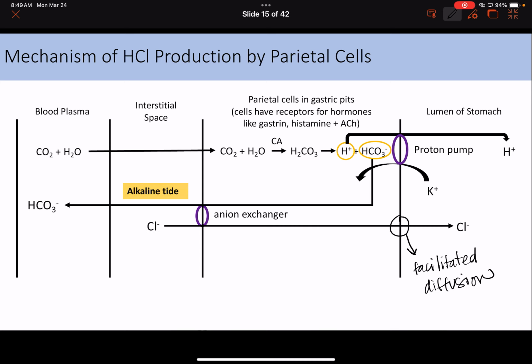We're going to be exchanging that bicarbonate with the chloride ion, and that will go from the interstitial space through the parietal cells and eventually make its way to the lumen of the stomach, where both of those things, the hydrogen ion and the chloride ion, will make our hydrochloric acid. But because it's an acid and the lumen of the stomach is a solution, it's gastric juice, it's going to stay in its parts. So any questions on this process?